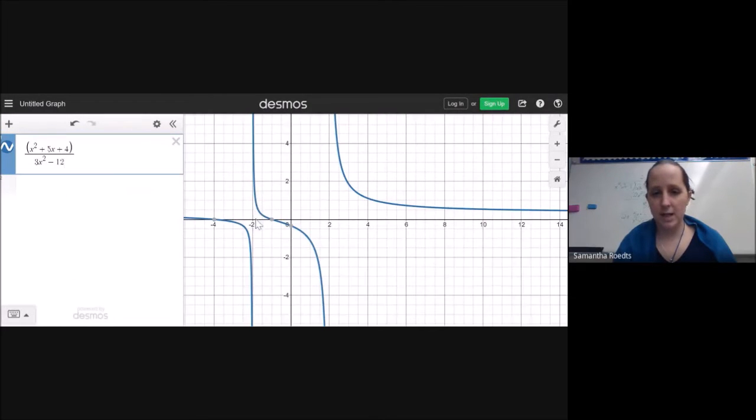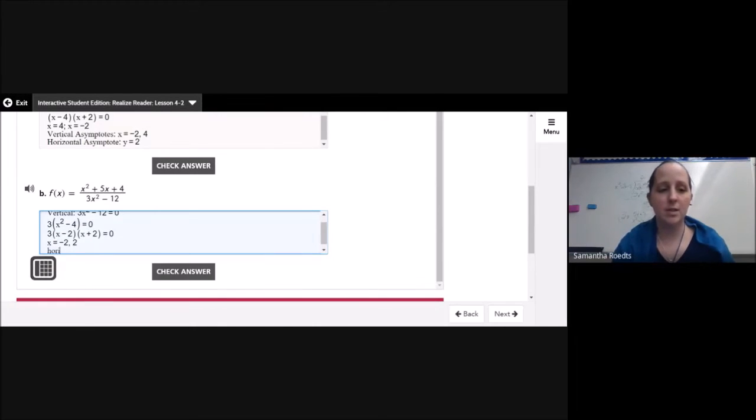So I can see that I have -2, like it comes right up to this line, and 2 again comes up to this line. So I do have 2 vertical asymptotes there. Okay. My last one, I need to find the horizontal asymptote.